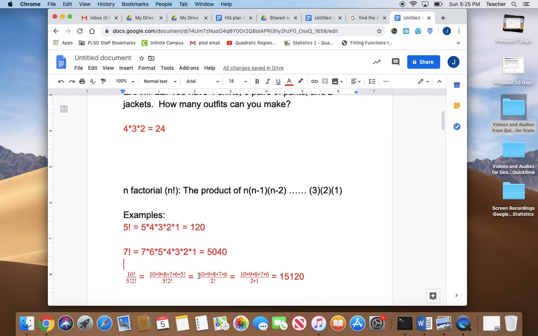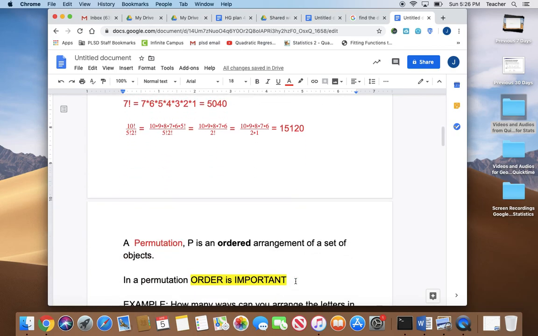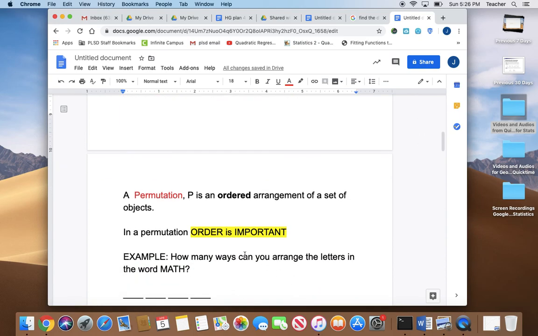So in my numerator, I would end up with 10 times 9 times 8 times 7 times 6, and after I canceled the two 5 factorials, I would end up with 2 factorial in the denominator. 2 factorial is 2 times 1. So on my calculator, if I take 10 times 9 times 8 times 7 times 6, and I divide it by 2 times 1 or 2, I get 15,120.